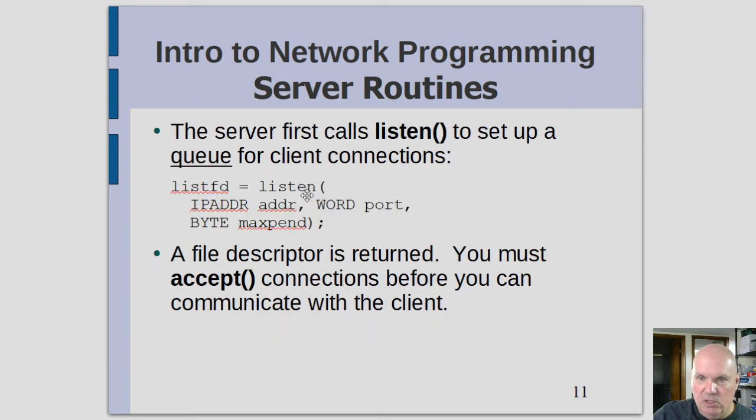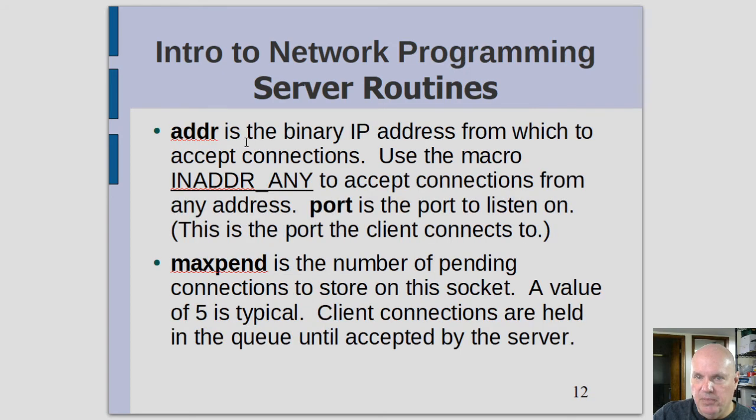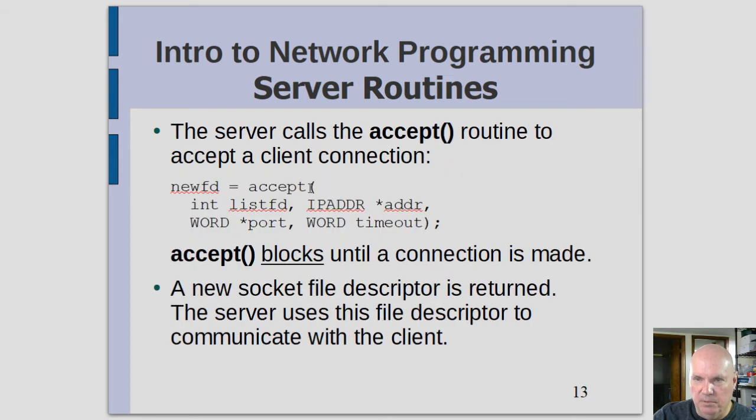Okay, so the arguments in listen. Again, address is the binary IP address that we want to listen on. You can use INADDR_ANY. It's a macro. I think it may map to 0 to accept connections on any of the listening addresses. And then port is the port that we're going to listen to. And then max pend is the number of pending sockets. Okay, a value of 5 is typical.